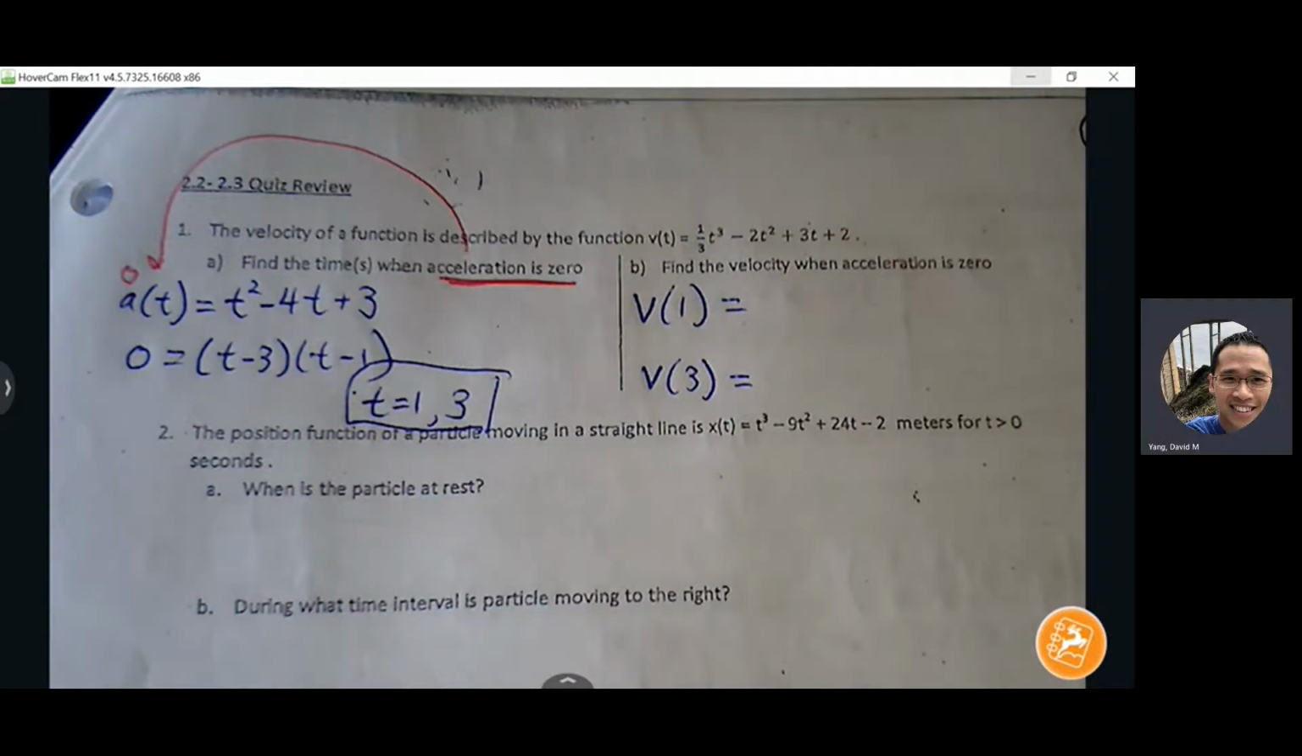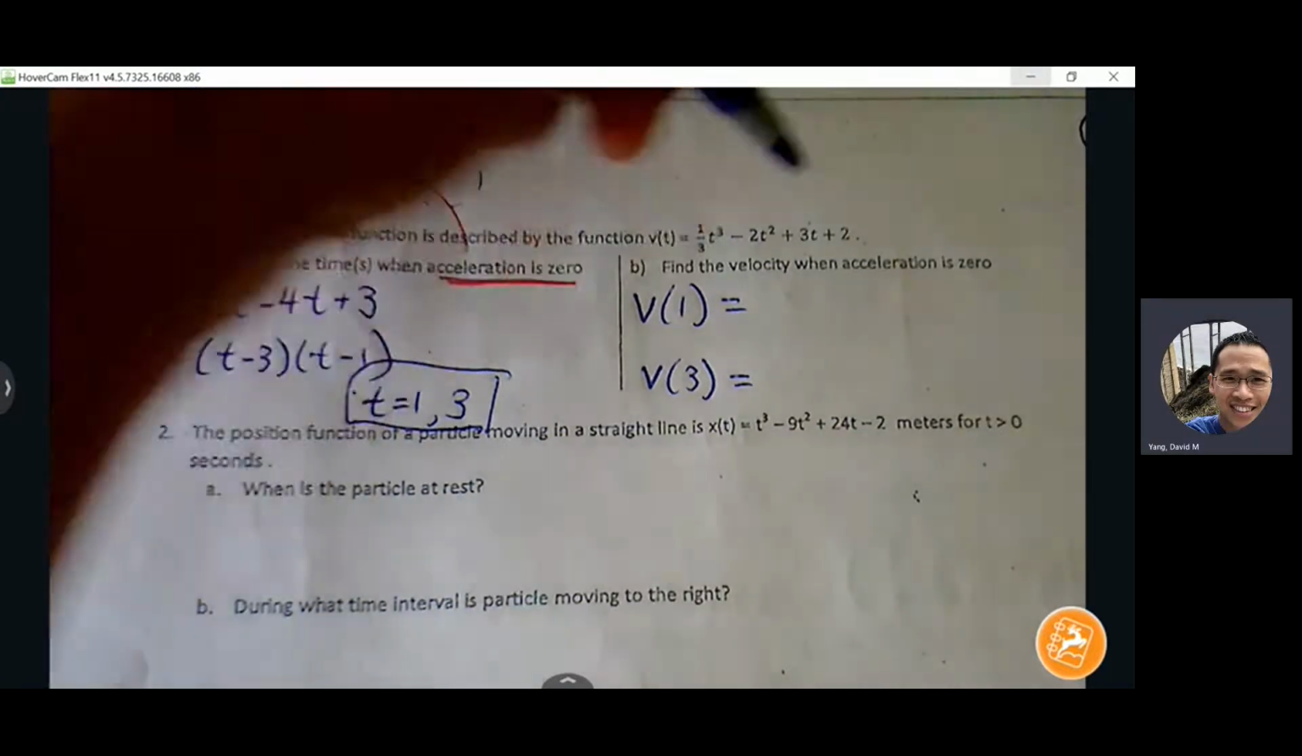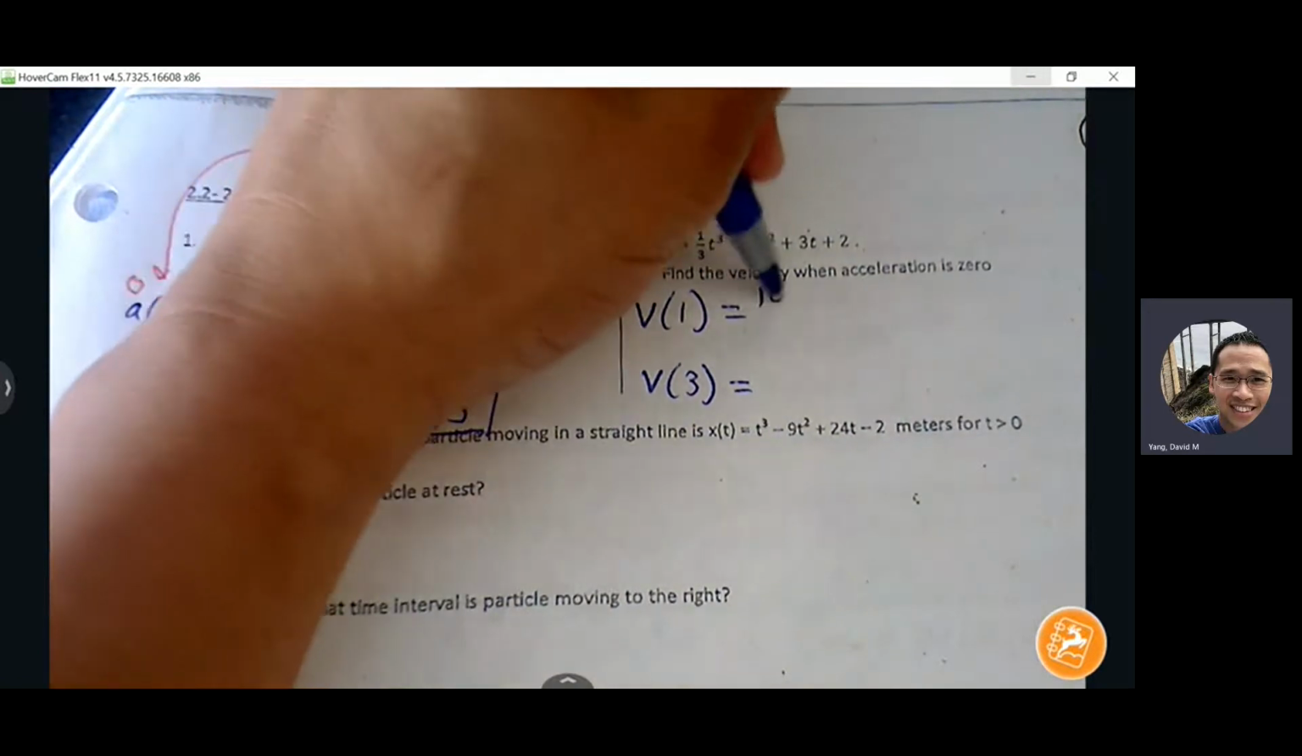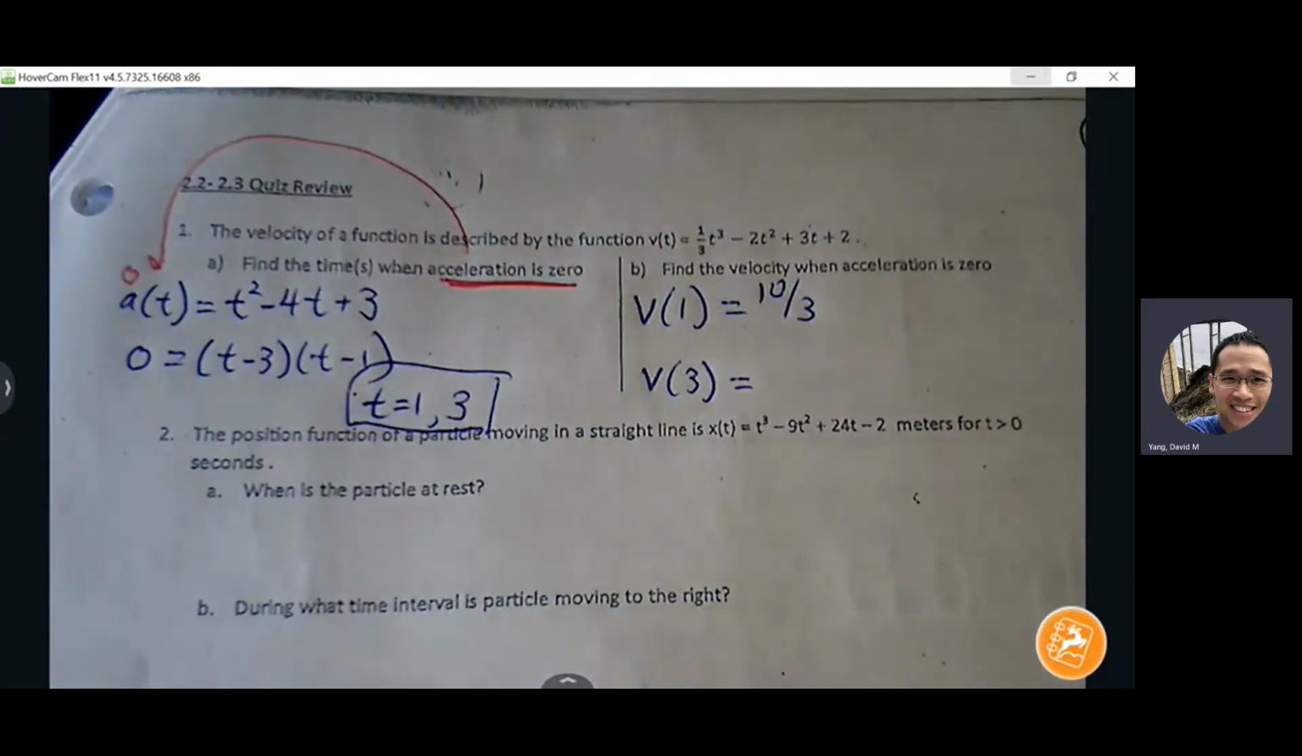As yesterday I said, no calculators, but tomorrow you will get to use a calculator if you bring one. Okay. You use a calculator on the quiz tomorrow. Okay. So 1 into the velocity function, I get 10/3. I'll send out a reminder this afternoon about that.